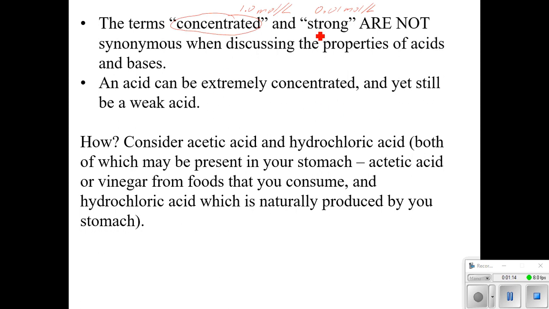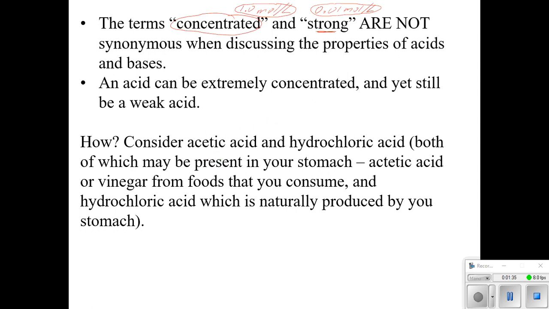But the term strong is completely different than the word concentrated. We can have an acid that has this concentration, but it's weak. We can have an acid that has this concentration, but it's strong. So again, they have different meanings, and we'll see exactly what that meaning is in the next slide here.